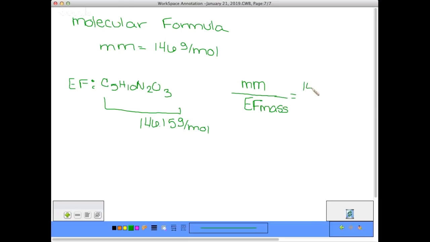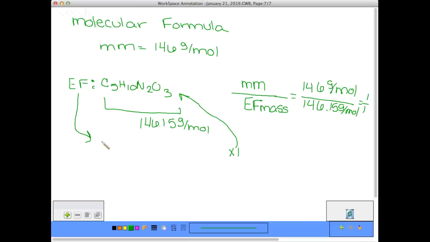What we see is, I think you guys can kind of see this without me doing the math, but I'll go ahead and put it in here, is that 146 divided by 146.15 equals 1/1, which means that I'm going to multiply my empirical formula by 1. Well, multiplying this by 1 means I'm going to have the exact same formula. So in this case, my empirical formula equals my molecular formula. So there's nothing I have to change.